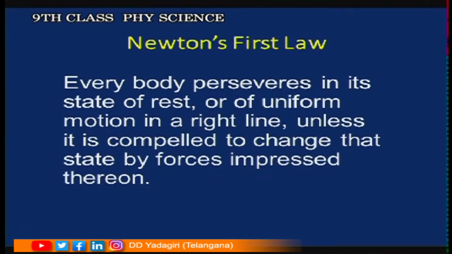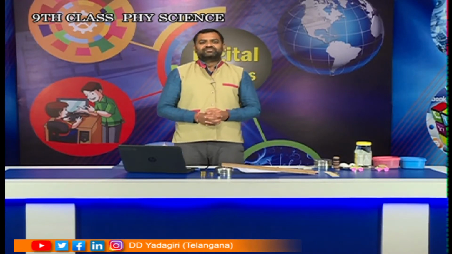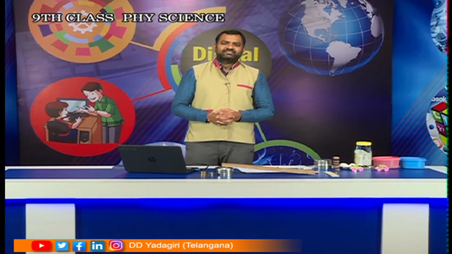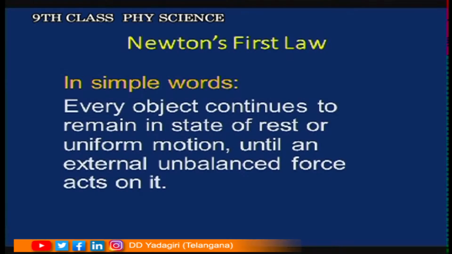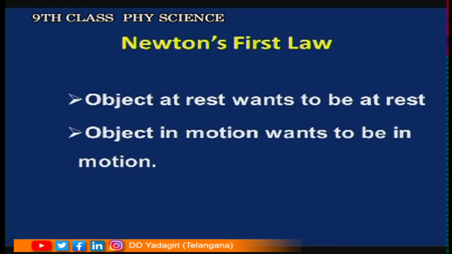Every body perseveres in its state of rest or of uniform motion in a right line unless it is compelled to change that state by forces impressed thereon. That was the translation from Latin, and let us see the same law in simple words. Every object continues to remain in its state of rest or uniform motion until an external unbalanced force acts on it. Newton's first law can simply be stated: an object at rest wants to be at rest, an object in motion wants to be in motion.